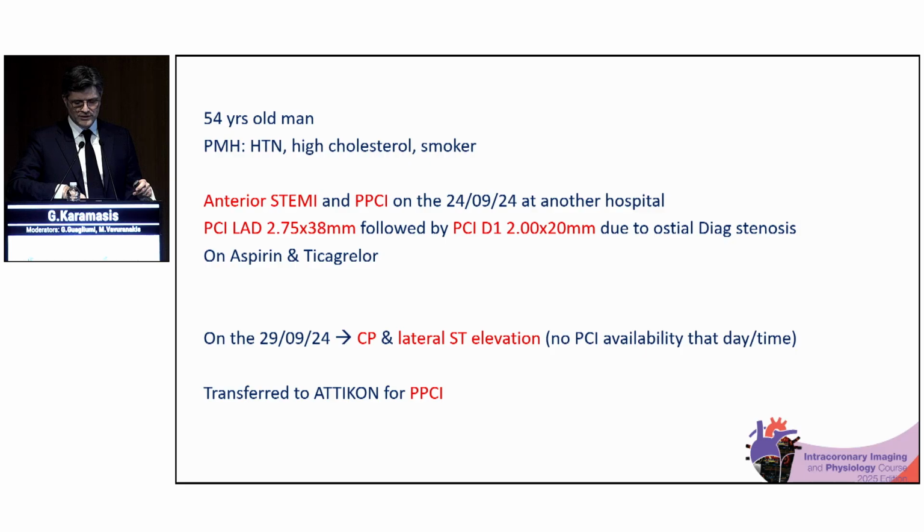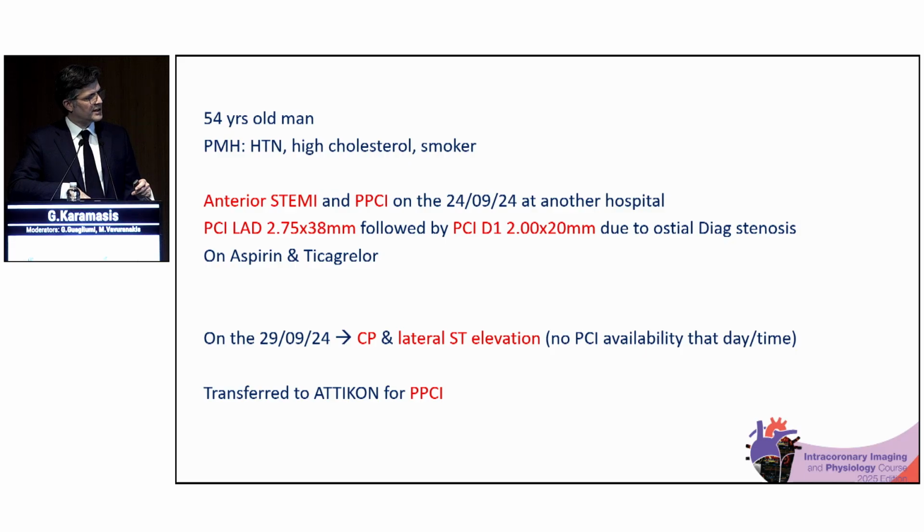Then, because there was stenosis at the diagonal, the operators placed a 2 mm by 20 stent in the diagonal. Based on the report and the images that we reviewed later, there was no further modification for this bifurcation PCI. The patient was on aspirin and ticagrelor, but what happened?